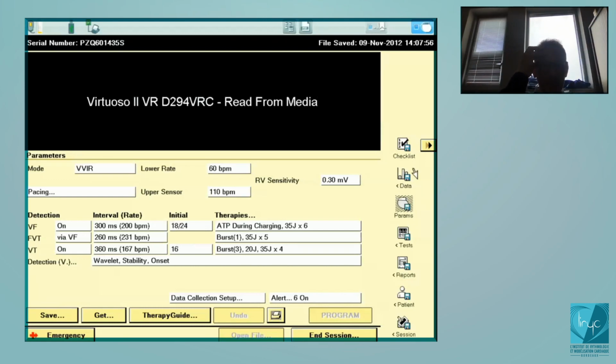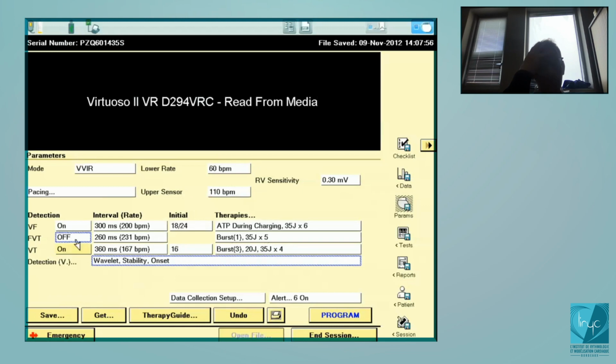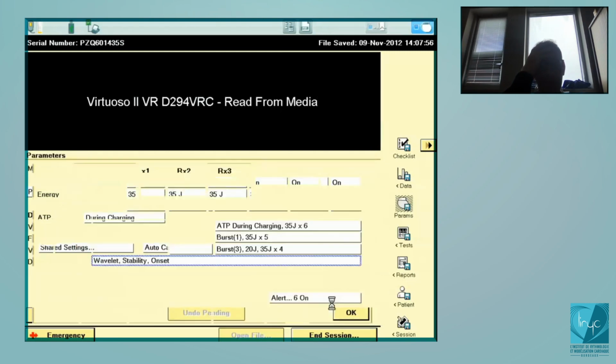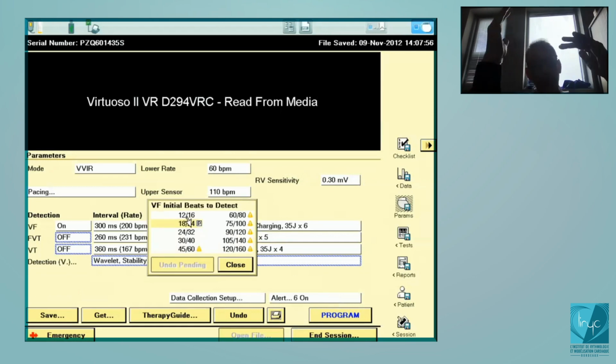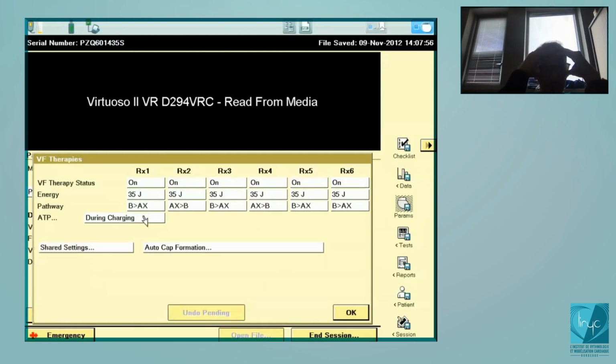But if you now click on the parameters, the way we are programming today is the fast VT is off, the VT is off. Let's consider a patient in primary prevention. Then on VF, you can program 200 beats per minute or 188, 30 out of 40, and then, as you say, if you click on ATP during charging, we're going to program before charging.